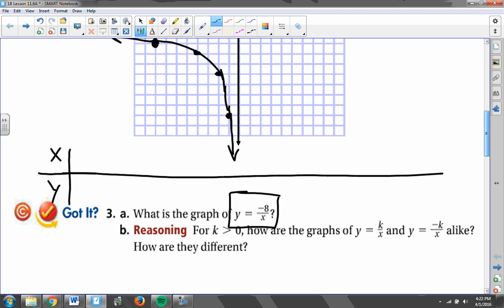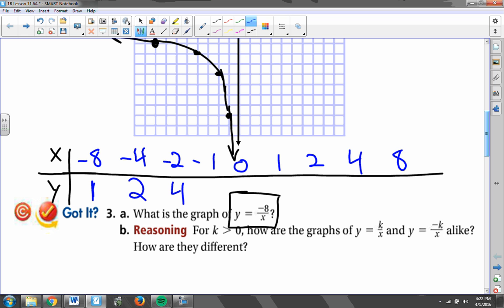Alright, so I'm going to use the same numbers here because I can divide negative 8 easily by all those same numbers. Negative 8, negative 4, negative 2, negative 1, 0, 1, 2, 4, 8. If I do negative 8 divided by negative 8, my y value is 1. Negative divided by negative is positive, which means negative 8 divided by negative 4 is positive 2. Negative 8 divided by negative 2 is positive 4. Negative 8 divided by negative 1 is 8.